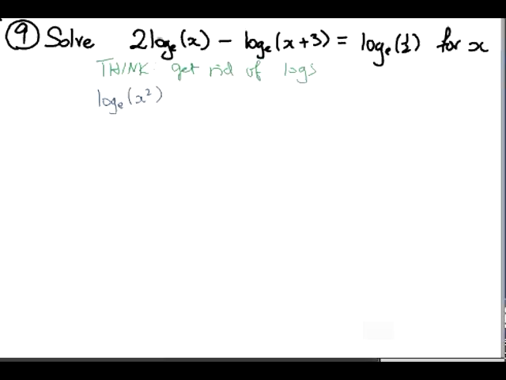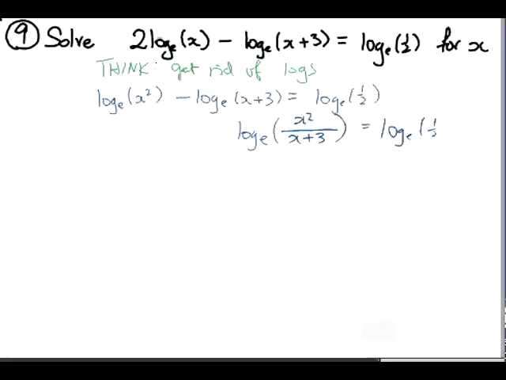And then you can use your other log laws to combine logs and hopefully make life easier for yourself. If you combine this, you get x squared on top, x plus 3 on the bottom, log base e of a half. So look, the insides are the same and you can pretty much cancel the logs out, right?